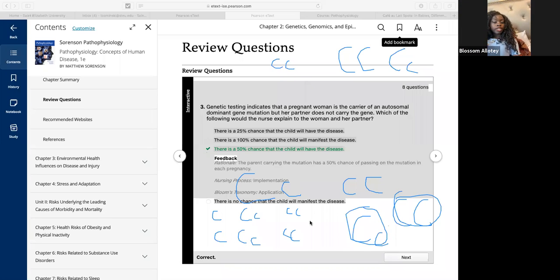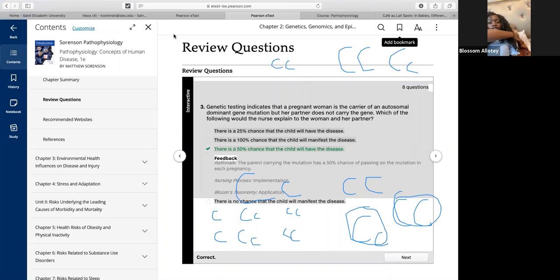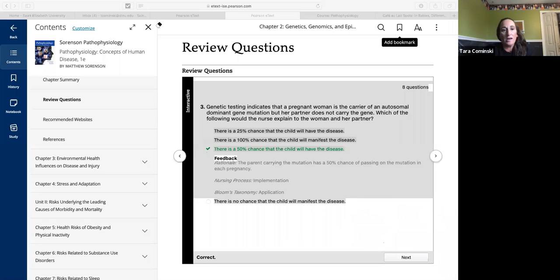Wait, would it work if she was like an asymptomatic carrier? Correct. She could have the disease but be asymptomatic, not even know she has it. If we're talking about autosomal dominant, yeah, that's what I mean by those concepts, like reduced penetrance and the varied expressivity, right?